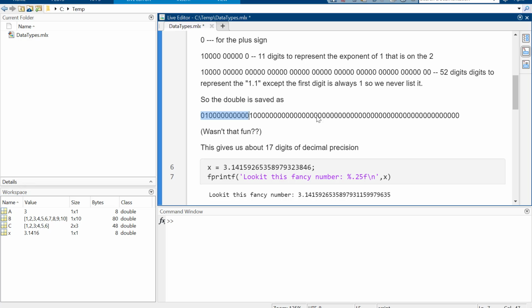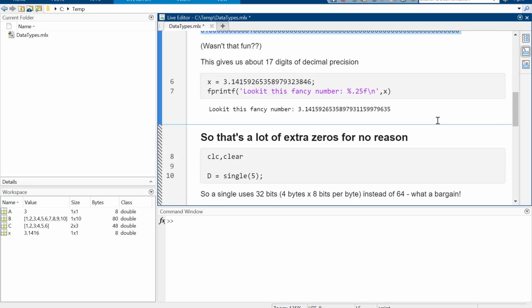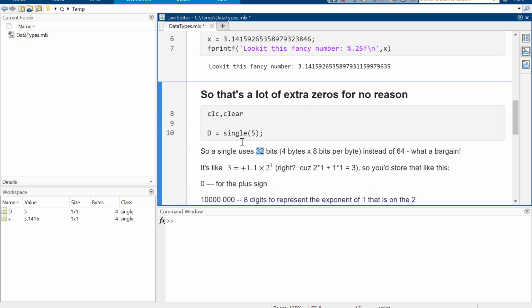So anyway, as you can see, with saving the number 3, that's a lot of extra zeros for no reason. So there's something, of course, called a single. Let's pretend you were writing MATLAB and you're like, why is my MATLAB code 32 gigabytes? If you're only doing things with smaller numbers, you can just say, hey, I'm going to do this as a single. Shockingly, a single uses half as many. It's only 4 bytes instead of 8. 4 bytes times 8 bits, 32 bits instead of 64.